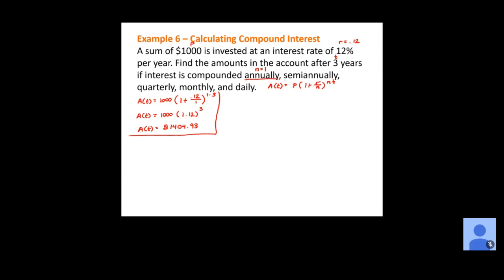So now if I want to do semi-annually next, what's our N value going to be now? 2. Good. So now we use an N value of 2. Everything else stays the same though, right? So we haven't changed anything else. We're looking for A of t equals 1,000 times 1 plus 0.12 over 2, and then 2 times 3 as our exponent.